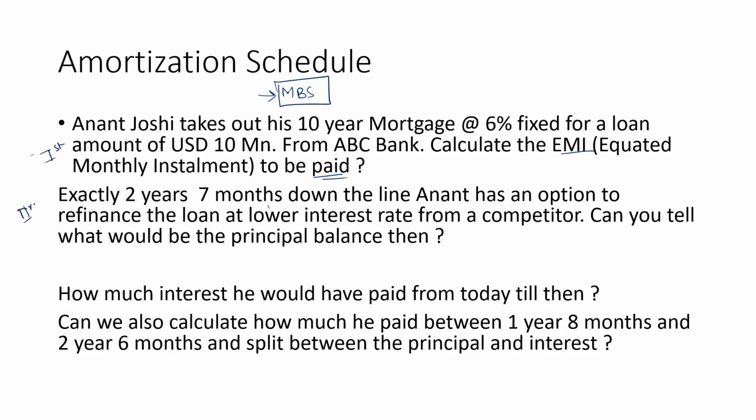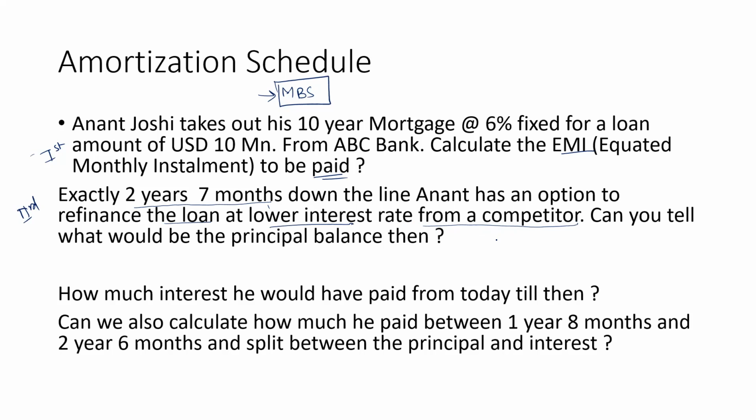The second part of the problem says that exactly 2 years, 7 months down the line, Anant has an option to refinance the loan at a lower interest rate from a competitor. Does it happen in case of an MBS security? I think it happens. People who have attended the class would have known what I'm talking about. And in real life also this happens.